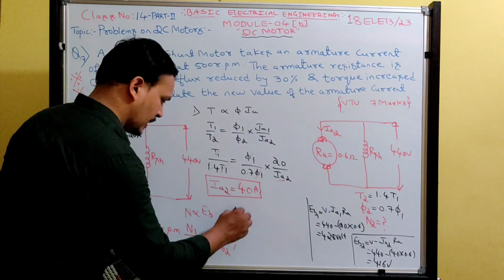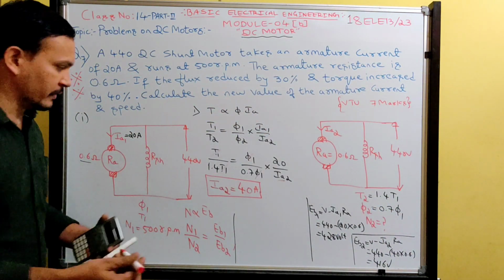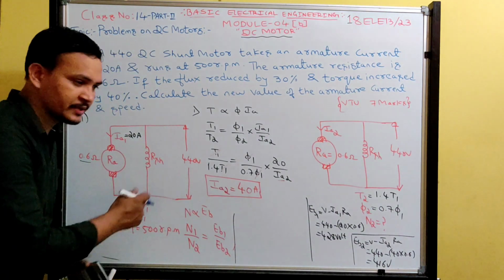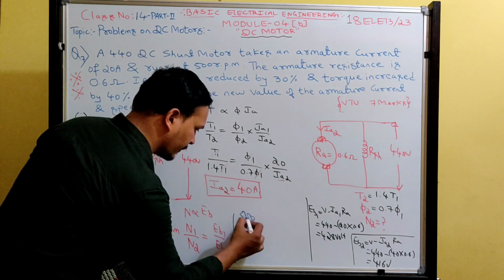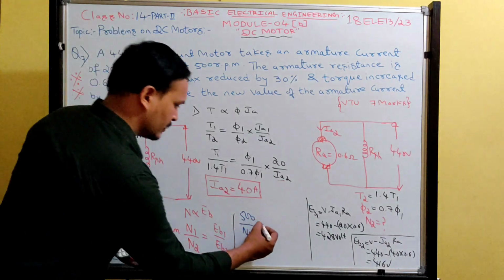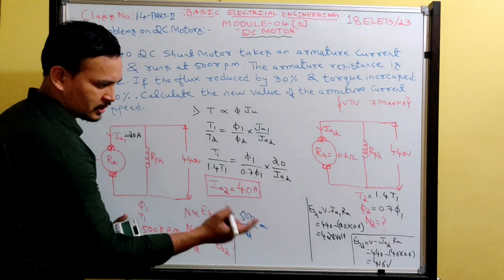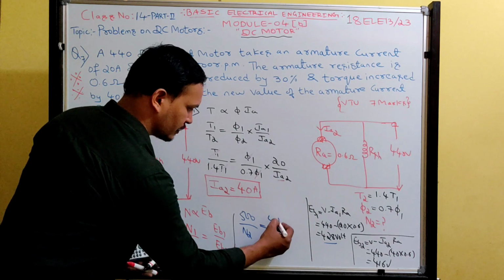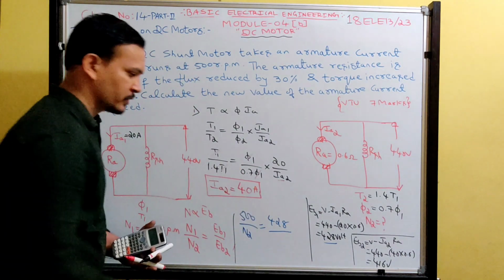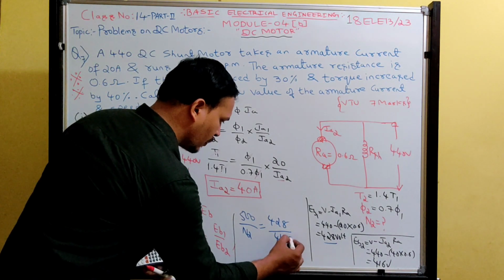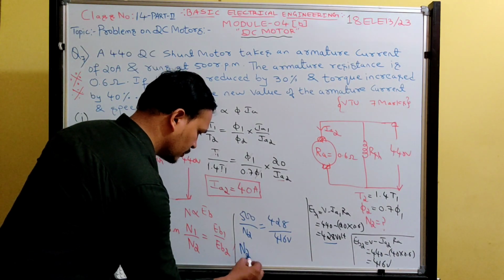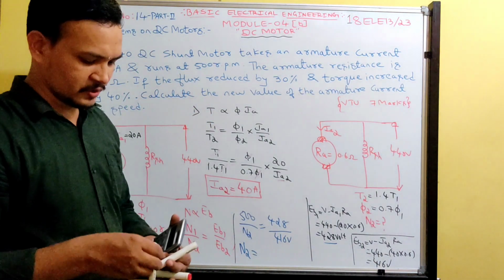See, after getting those EB1 and EB2 values, now you can enter into the speed relation. What is the speed in the first case? 500 RPM. What is the speed in the second case? That only I need to find. So next, what is EB1? EB1 is 428 volts, divided by what is EB2? 416 volts. See, solve this, there is only one unknown parameter. Solving this, you will get the new speed.